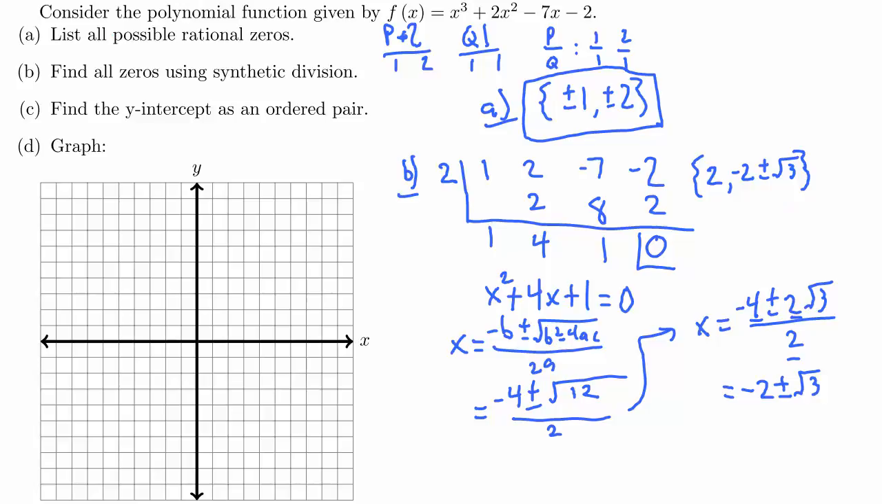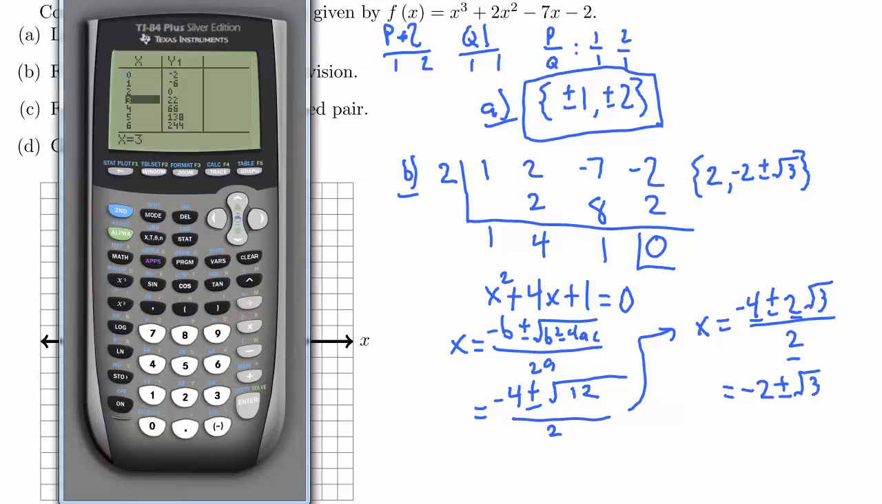But the question becomes, as an approximation, what is negative 2 plus or minus the square root of 3? Well, just type in negative 2 minus the square root of 3 and click enter. So it's negative 3.73 approximately, or negative 2 plus the square root of 3, and that's negative 0.26. So about negative 3 3/4 and approximately negative a quarter.